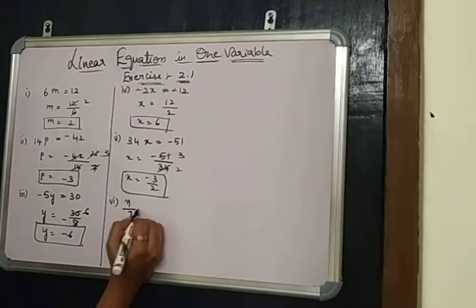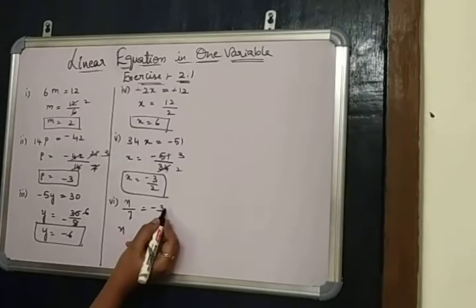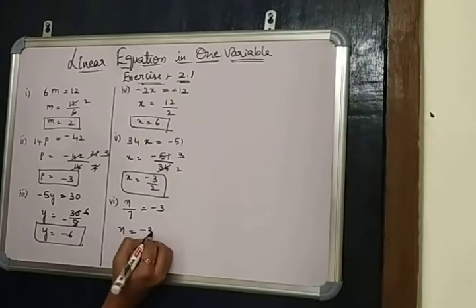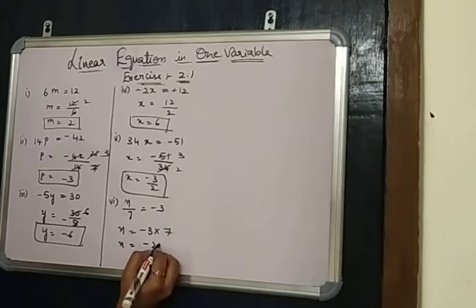n divided by 7 = -3. Transpose this 7 to the right hand side, so n = -3 times 7. The answer is -21.